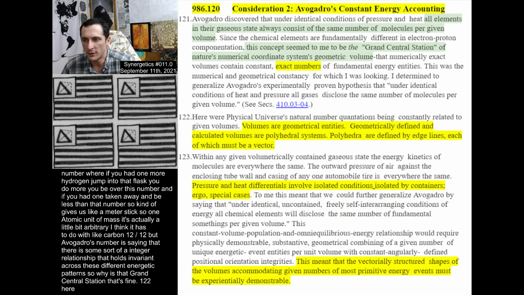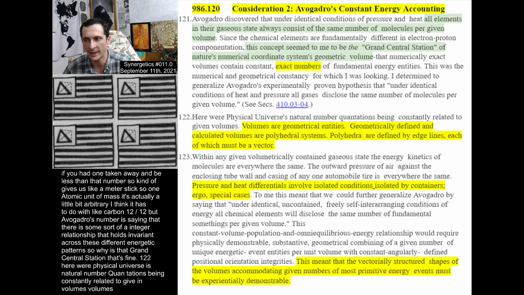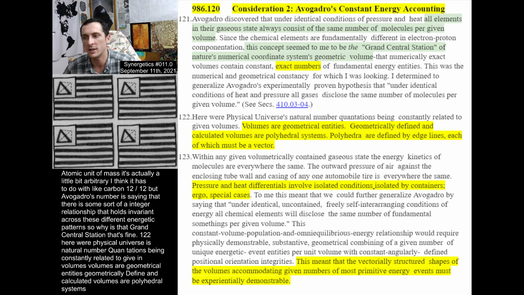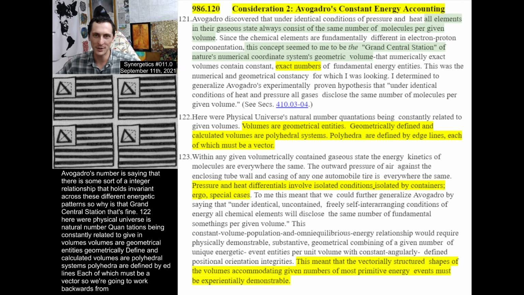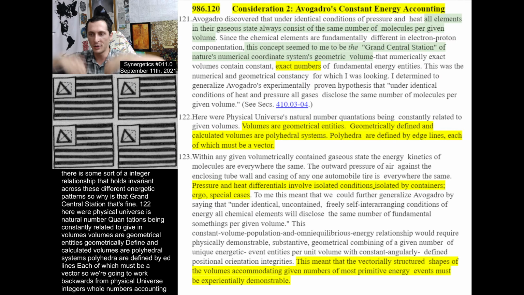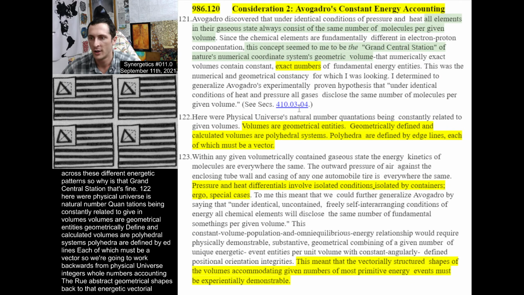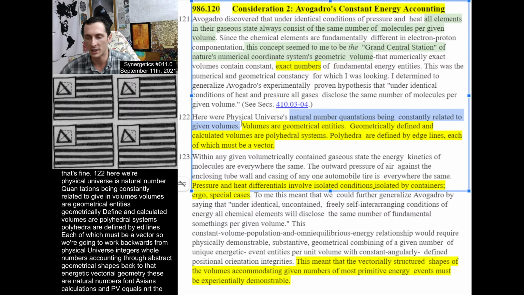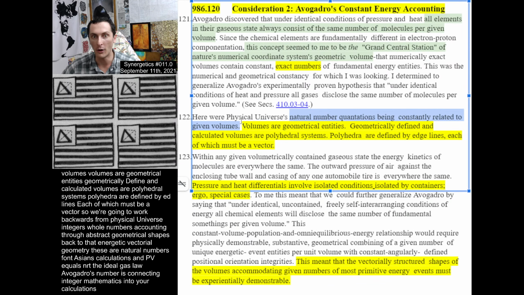122. Here were physical universe's natural number quantations being constantly related to given volumes. Volumes are geometrical entities. Geometrically defined and calculated volumes are polyhedral systems. Polyhedra are defined by edge lines, each of which must be a vector. So we're going to work backwards from physical universe, integers, whole number accounting, through abstract geometrical shapes, back to that energetic vectorial geometry. These are natural numbers, quantations, calculations. And PV equals nRT, the ideal gas law, Avogadro's number, is connecting integer mathematics, integer calculations, to volumetric considerations.